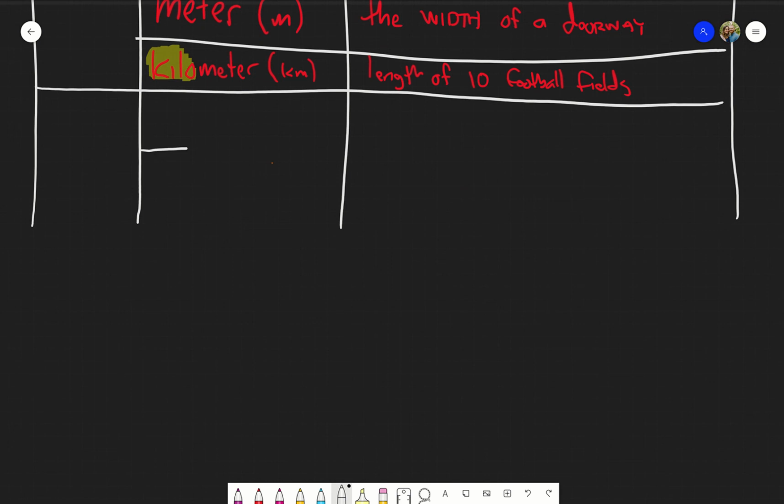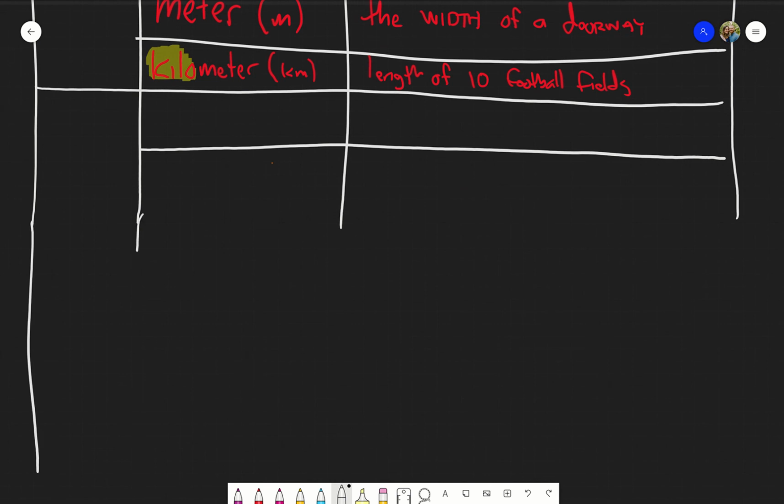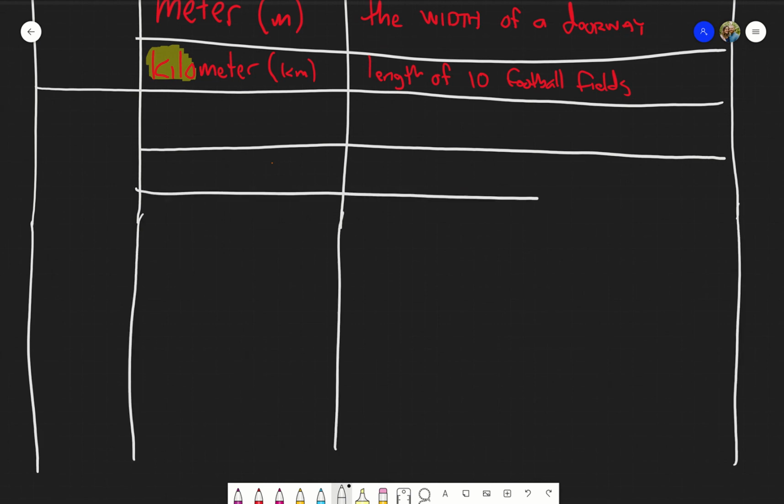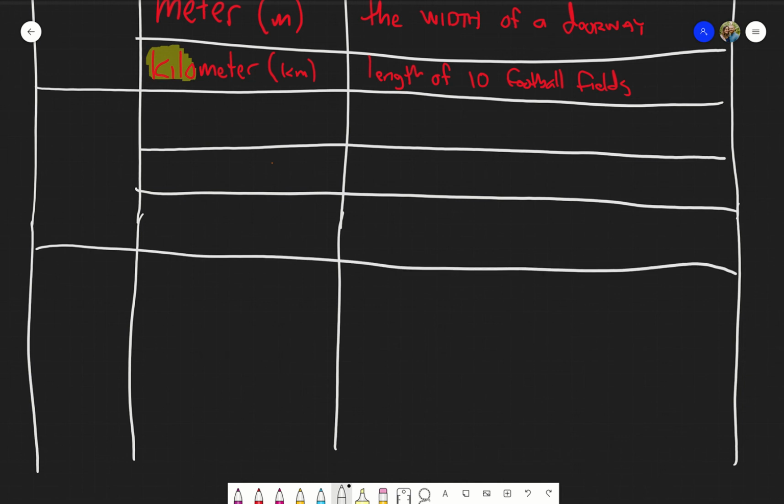This one I'm going to go here. Make my table longer. 1, 2, and 3 different units for weight. Now, does anyone know the root word for weight?